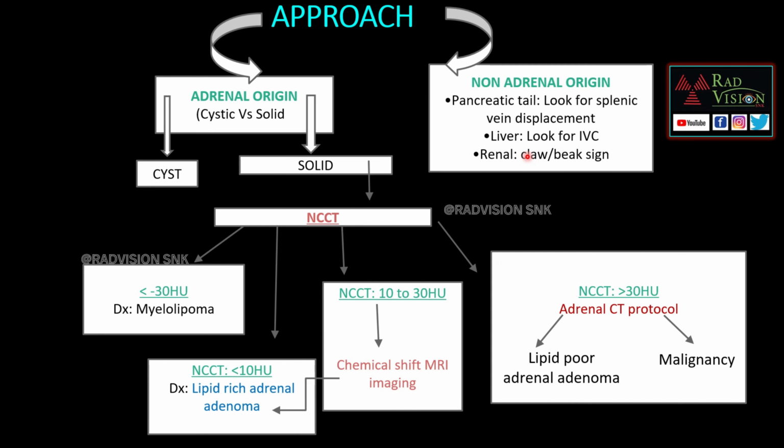To differentiate whether the lesion is arising from the adrenal gland or pancreatic tail, we have to look for the splenic vein displacement. In case of adrenal mass, the splenic vein is displaced anteriorly, whereas in case of pancreatic tail mass, the splenic vein is displaced posteriorly. Similarly, to differentiate between the hepatic masses and adrenal masses, we have to look for the IVC. In case of renal mass, a claw sign or beak sign is seen.